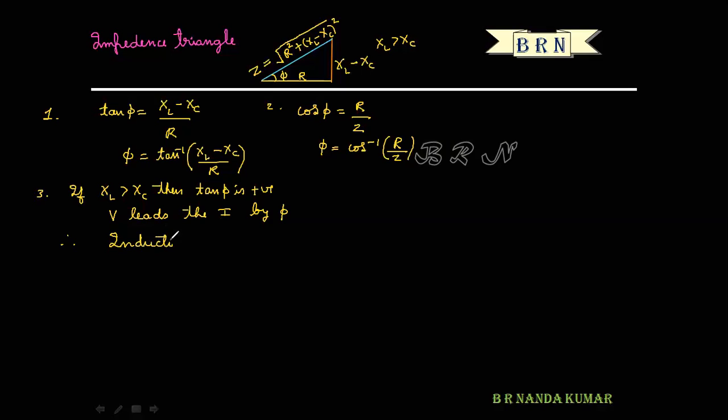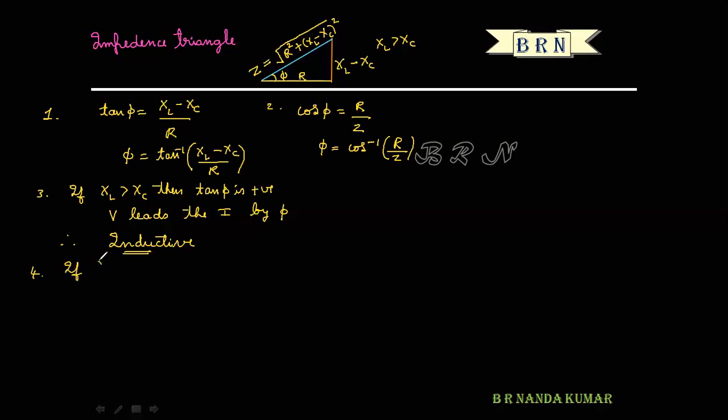So this point is very, very important. If XL is more than XC, then tan phi is positive, phi is positive. That means the voltage leads the current by angle phi radian. Therefore, the LCR series circuit purely behaves like an inductive circuit.